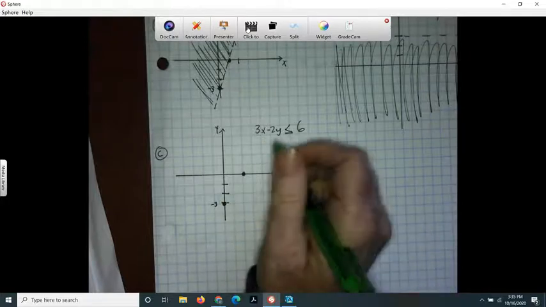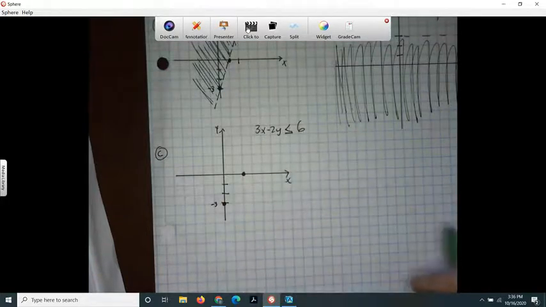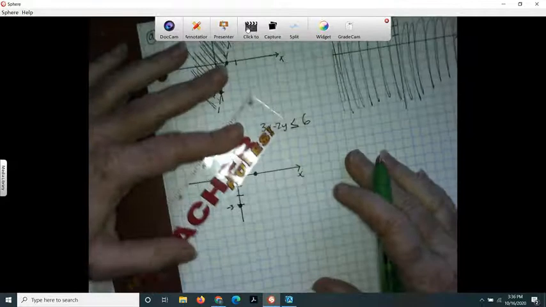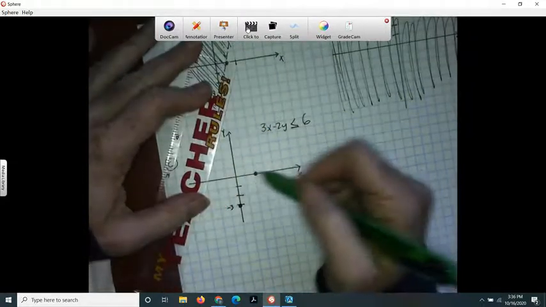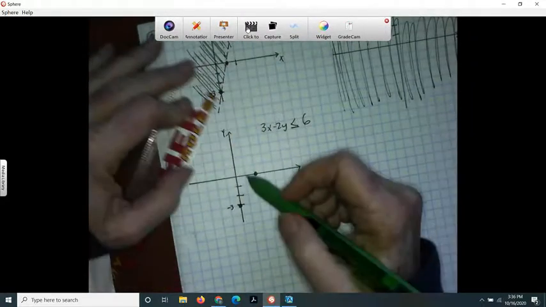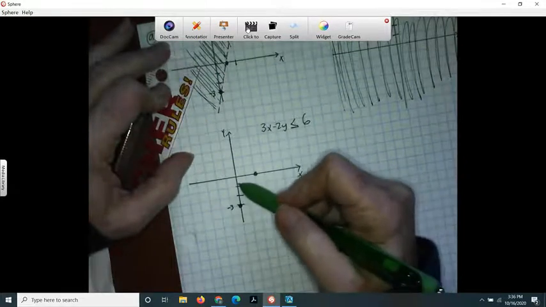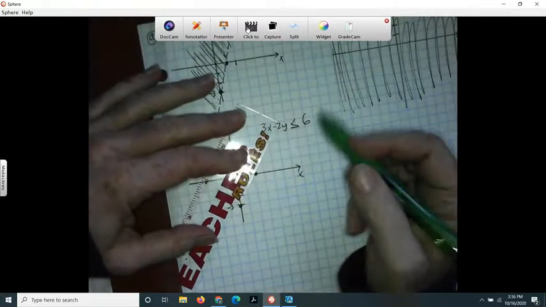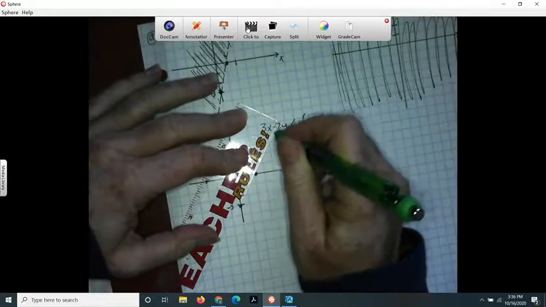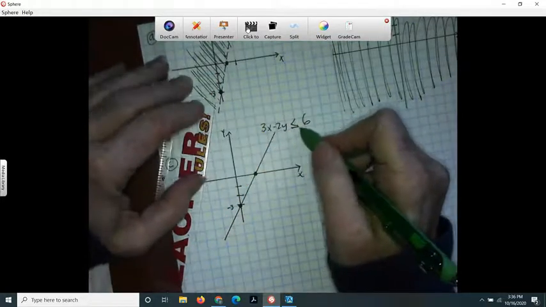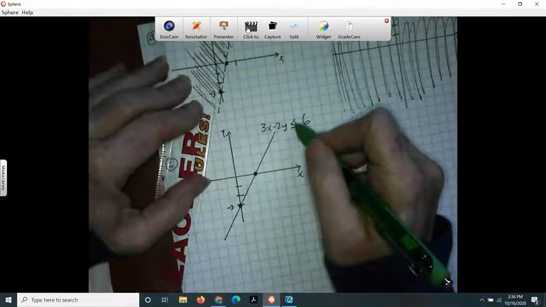You don't have to label them if you just count by ones instead of counting by fives. Okay, so if you count by fives, you have to label them. But I'm counting by ones. This is 2, and this is negative 3. And then I'm going to make a solid line because of this, it's less than or equal to.